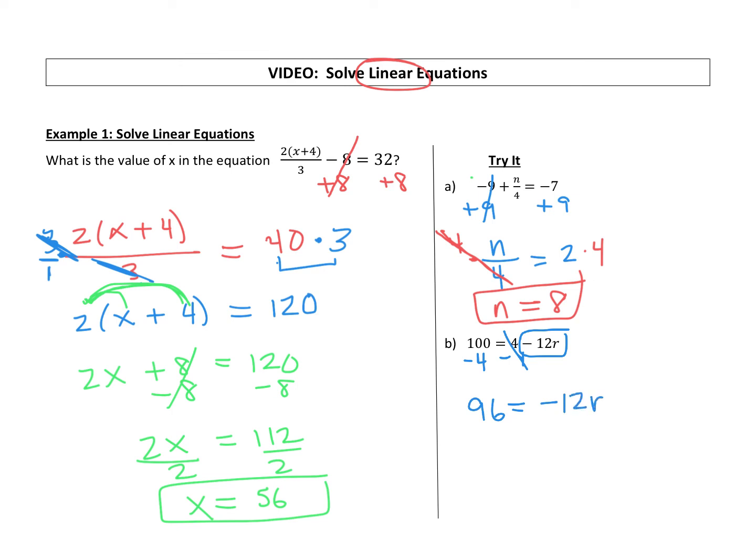All right, now we recognize that r is being multiplied by negative 12. The inverse operation to undo that is to divide both sides by negative 12. So those cancel. 96 divided by negative 12 is negative 8, which is equal to r. And then let's just rewrite that. r equals negative 8. And we just solved 3 linear equations.